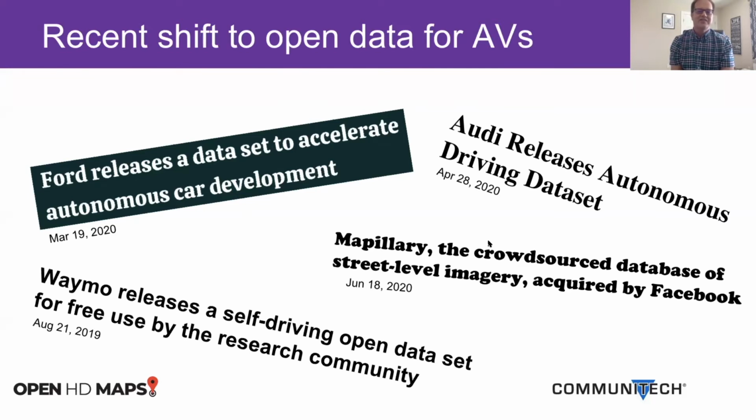Each of them has a slightly different data set. Some of the data is just pure raw data, some of it is imagery, some of it is video, some of it is annotated to a certain degree, so there has been some processing done on it. And even recently, Mapillary, which is a well-known crowdsourced street-level imagery company, was acquired by Facebook back in the June timeframe. So there is a trend towards this more open, collaborative environment.